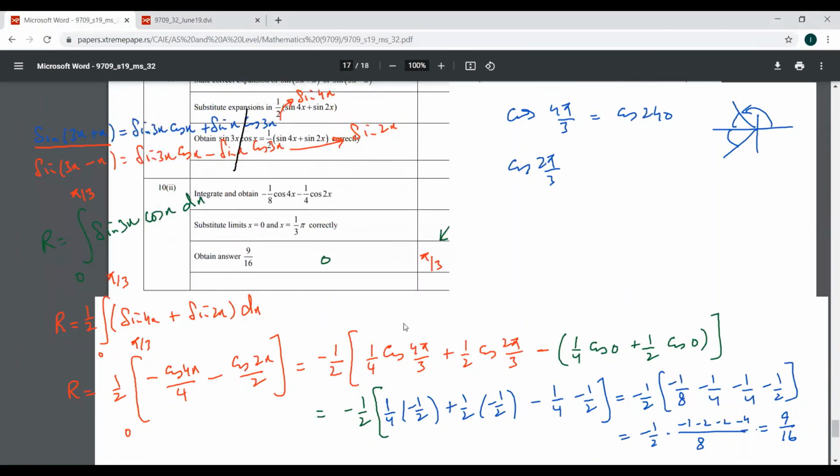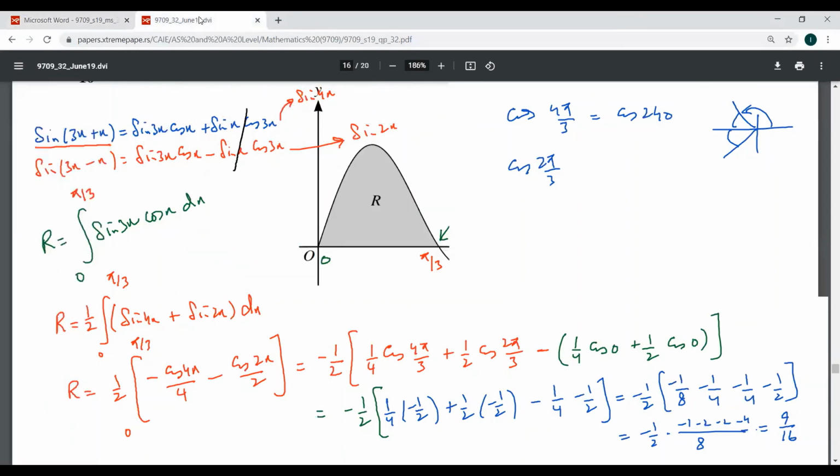Yeah, thank God, this is 9 over 16. Oh, so good to see the correct answer here. Okay, so going back to the paper, let's do its last part, guys.